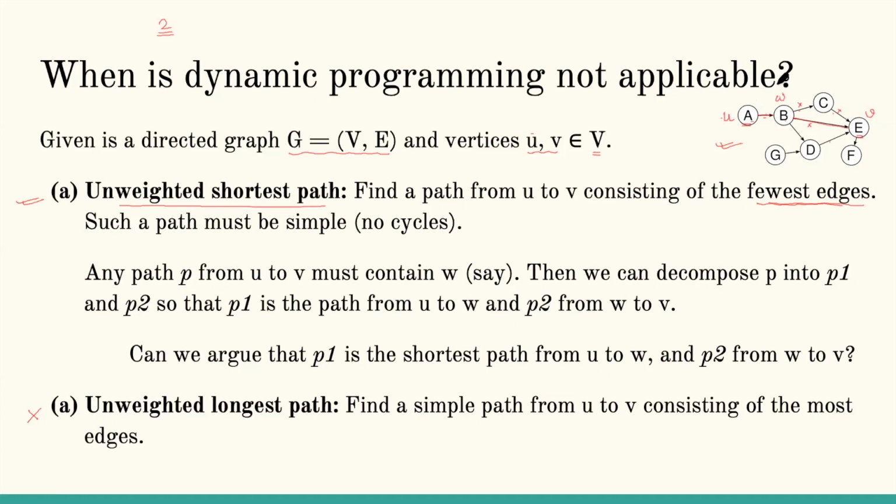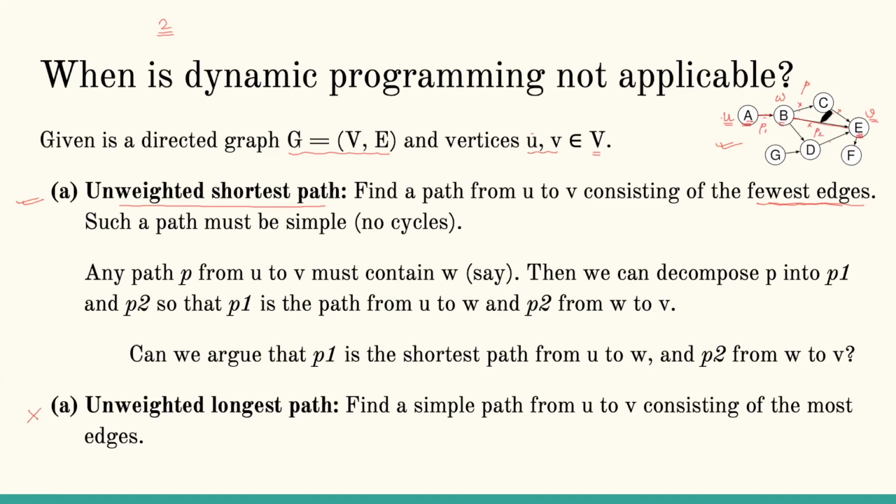Now, say we have a solution where the shortest path from U to V, or A to E, is via B. Let's say this is path P, the entire path. And let's say we break the path down into two paths, such that this becomes P1 from A to B, and from B to E, this becomes P2.